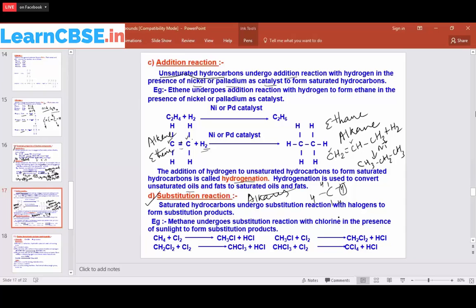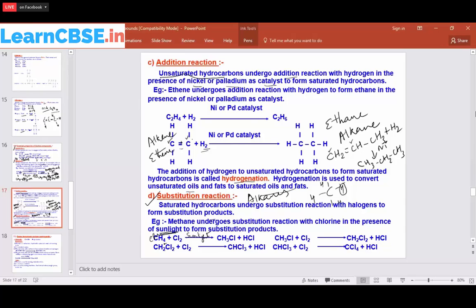Saturated hydrocarbons undergo substitution reactions with halogens to form substitution products. Here, with a single bond and only one carbon atom, we call it methane, and we are treating it with Cl2. One important thing for this reaction is that alkanes react with chlorine in the presence of sunlight. We have to write sunlight over here. That is very important. So methane reacts with chlorine in the presence of sunlight.